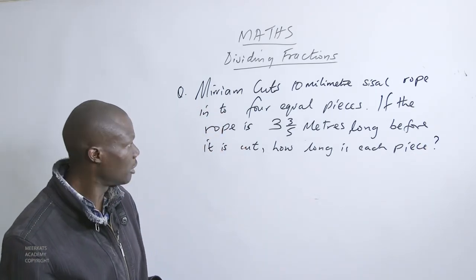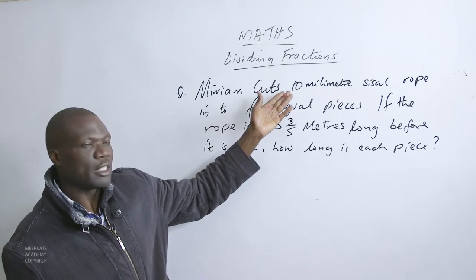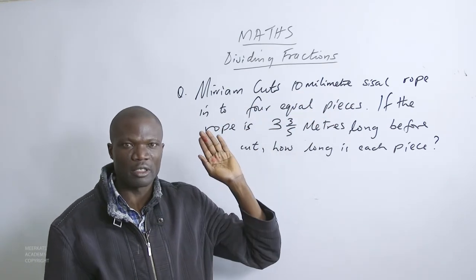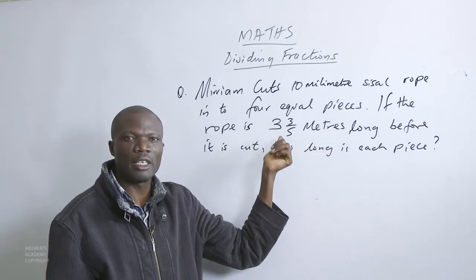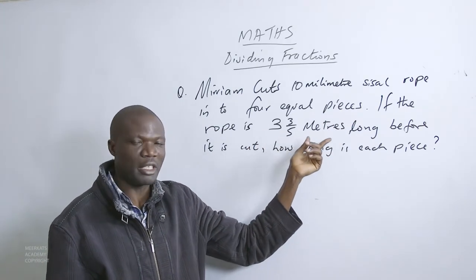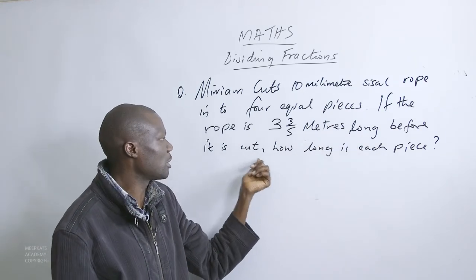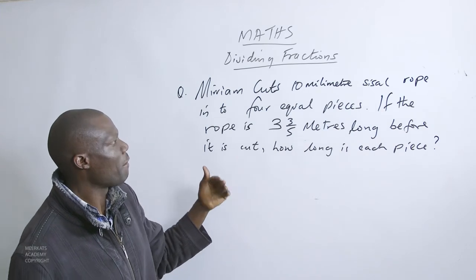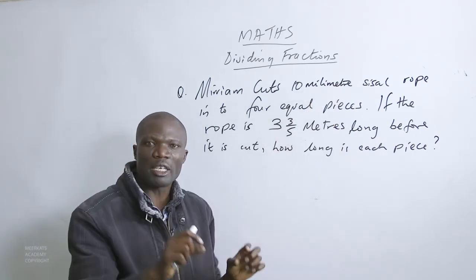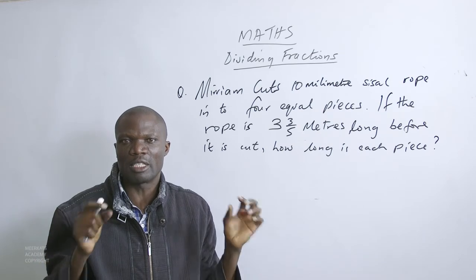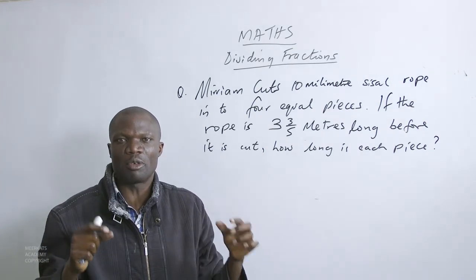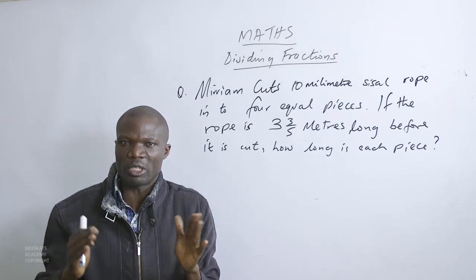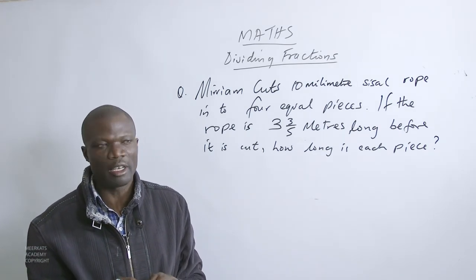So in this question, Miriam cuts 10 millimeter sisal rope into 4 equal pieces. If the rope is 3 and 3/5 meters long before it is cut, how long is each piece? So we first need to ask ourselves, the issue of 10 millimeter rope, that is the size. It's not going to make a big difference. It's the size of the rope, but the length of the rope before it's cut. And then we see that when we cut it into 4 equal pieces, what does each piece represent?